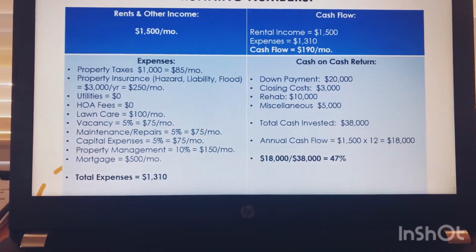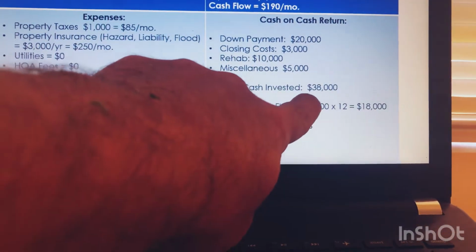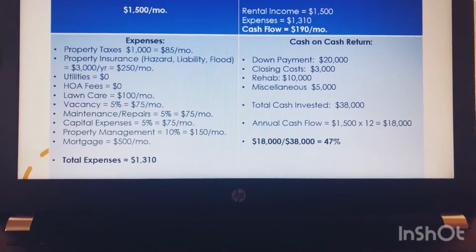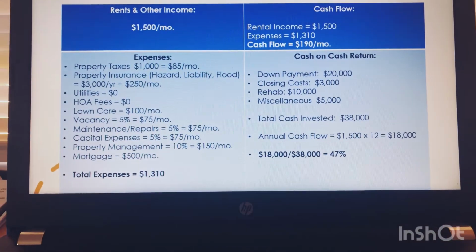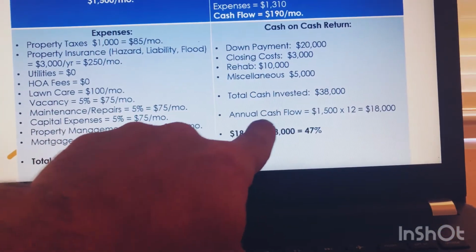So what's our total cash invested? We took all of these, added them up, and we came out to $38,000 total cash invested. All right, so how do we figure out our cash on cash return in this example? We take our annual cash flow.